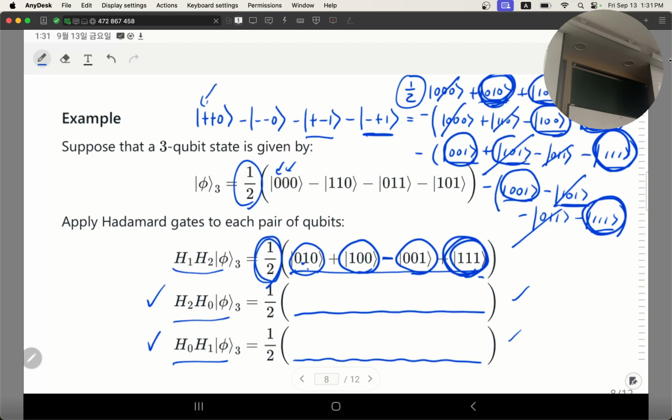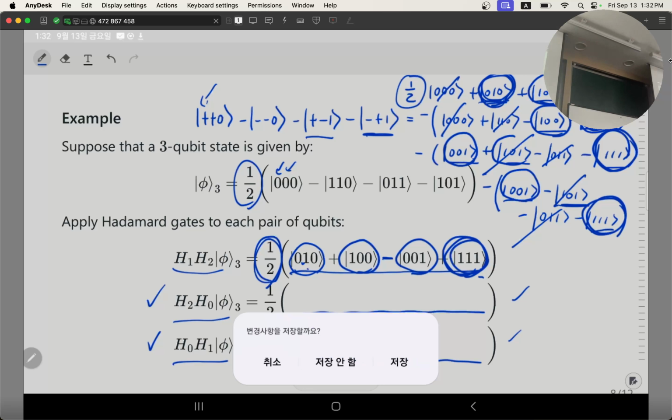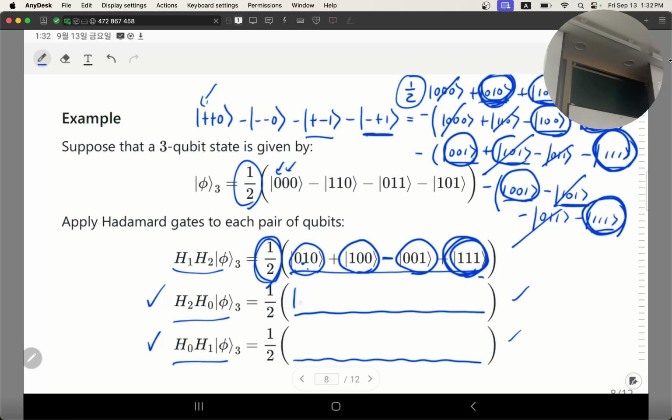Anyone done the calculation? Are you done? Okay, so let's check. Can you call out the quantum states from the beginning here? Yes, this part. 0,0,1 plus 1,0,0 minus 0,1,0, 1,1,1. Okay. How about the third one? Anyone done the calculation?